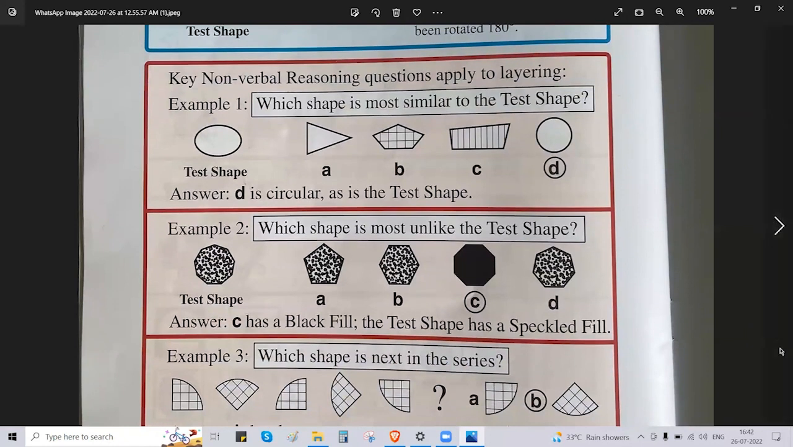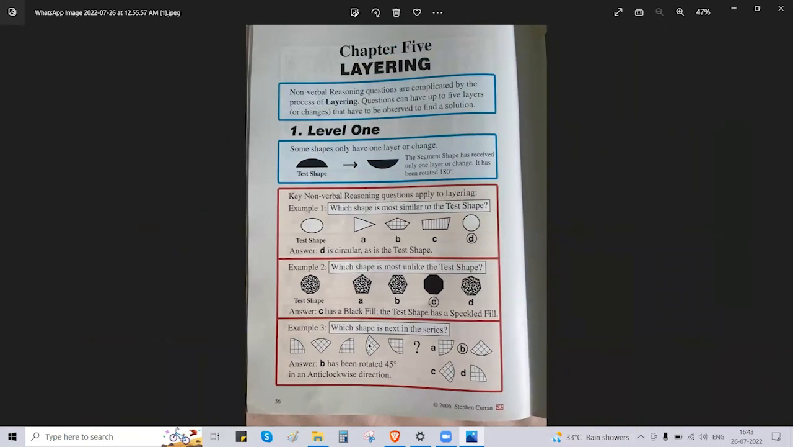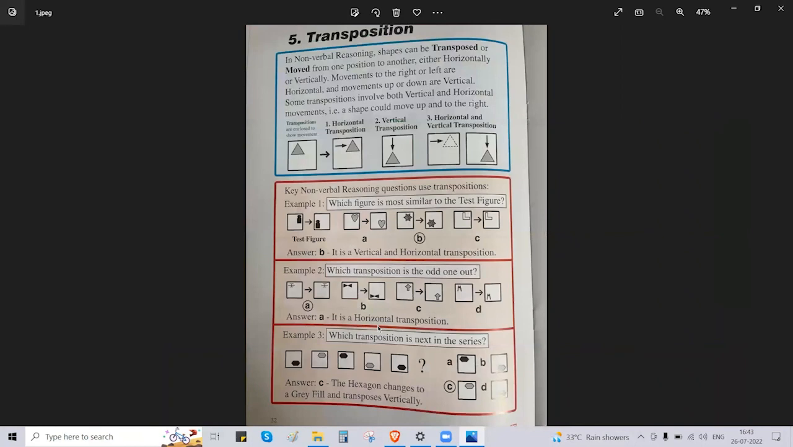Now let's see what's happening in example 3. It says which shape is next in the series. I think it's rotating by 45 degrees every time. So is the answer going to be B? Yes, it's B. So these were all about layer 1 changes, that means only a single change. Those are easy. Yes, this is the easiest one. Give me a moment, let me find something else.